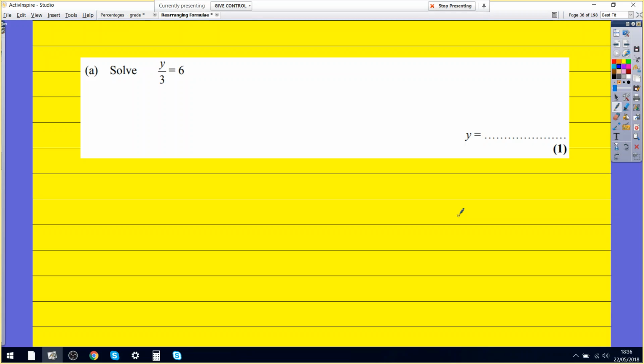Y 3 equals. y equals. So would the first bit be what menu? Y equals 3 or x.